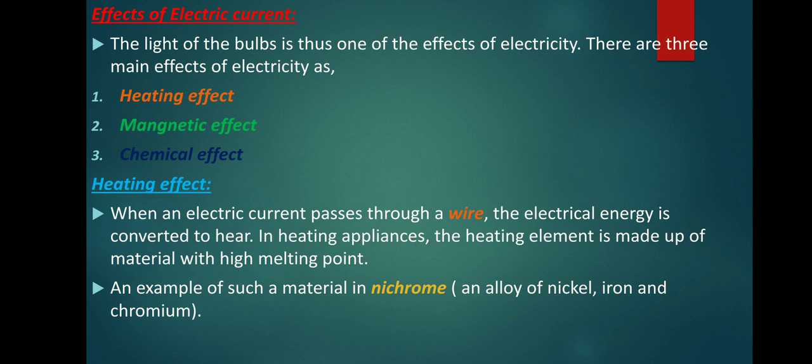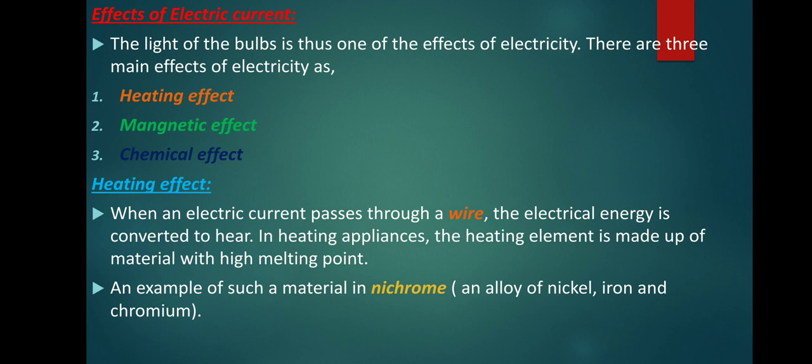The heating effect of electric current depends on three factors. The resistance of the conductor: higher resistance produces more heat. The time for which the current flows: the longer the time, the more heat is produced. The higher the current, the more heat is generated.